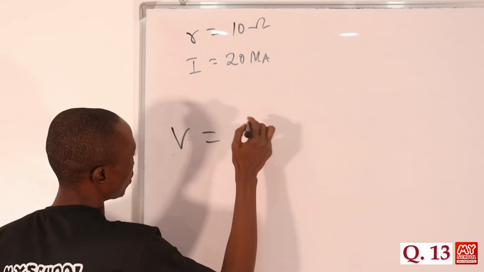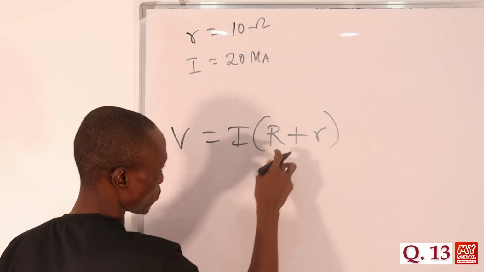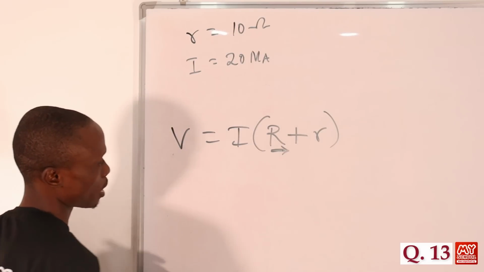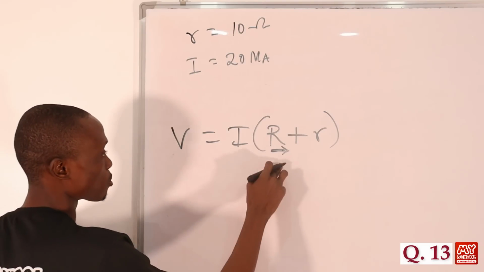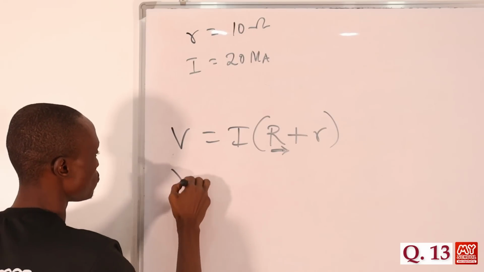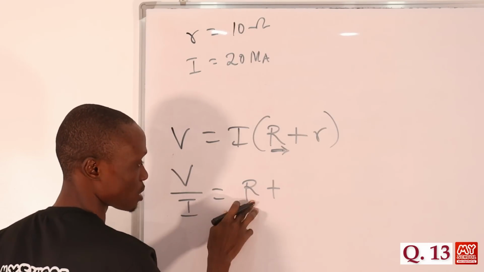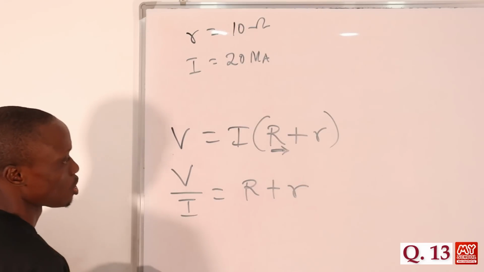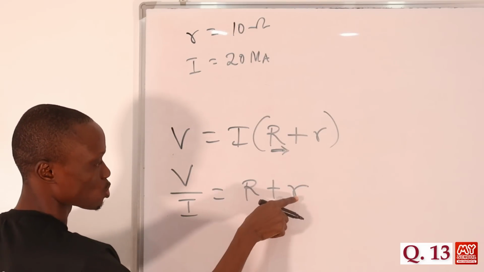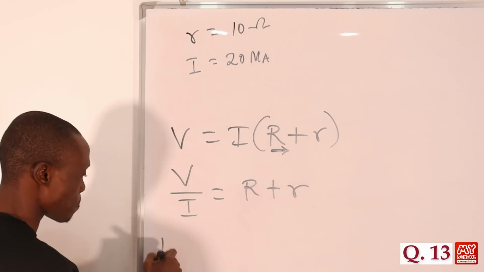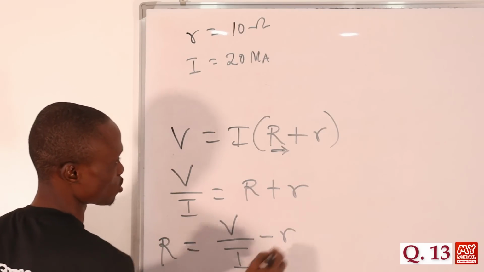V is equal to I times (R plus r). So this is the resistance that we are actually asked to calculate for. We just make it the subject of the formula. We'll divide both sides by I first, so that we'll be having V over I is equal to R plus r, that is capital R plus small r. Since we are looking for capital R, we'll make it the subject of the formula by moving the small r to the other side. So that big R will be equal to V all over I, then minus the small r.